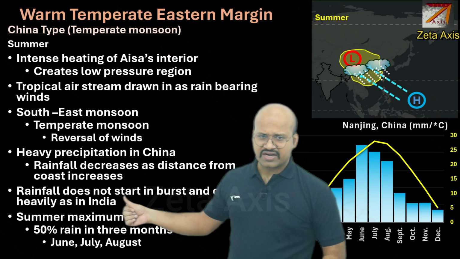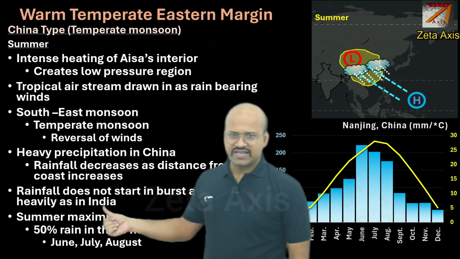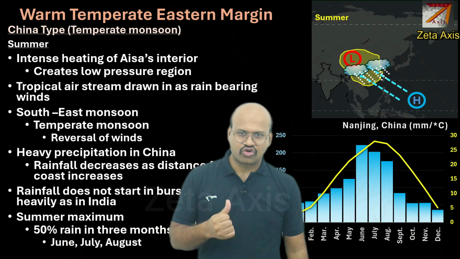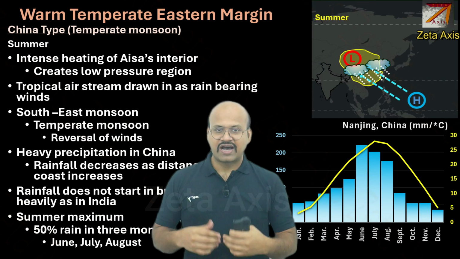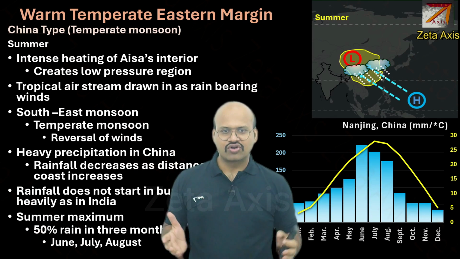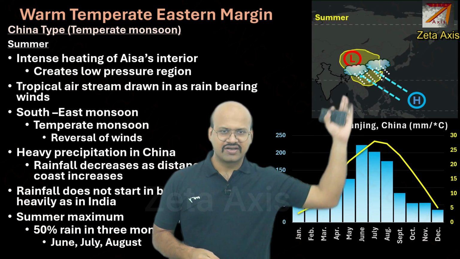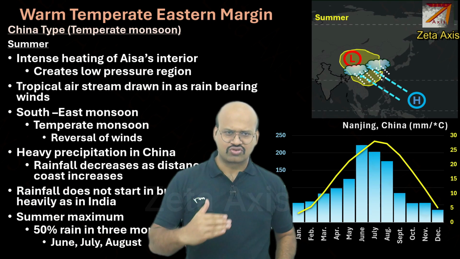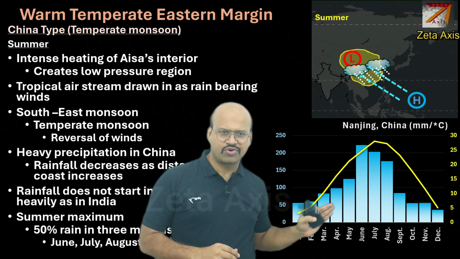Rainfall does not start in bursts and occur heavily as in India. So even though it is called tropical monsoon, unlike the Indian monsoon which comes very quickly and gives a large amount of rainfall in a few days, here it does not occur. The rain starts slowly. As you can see, there is gradual progression.